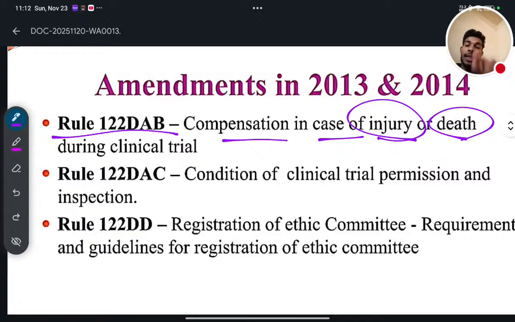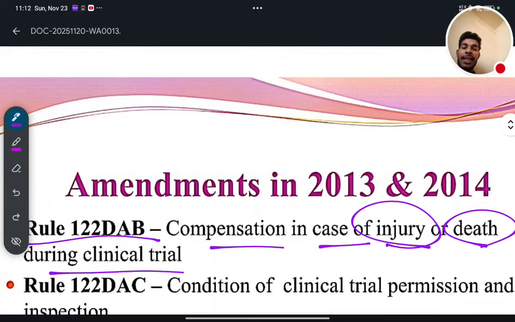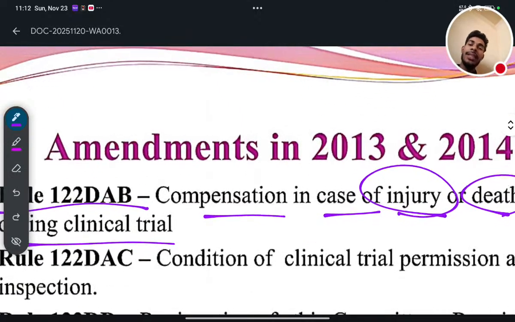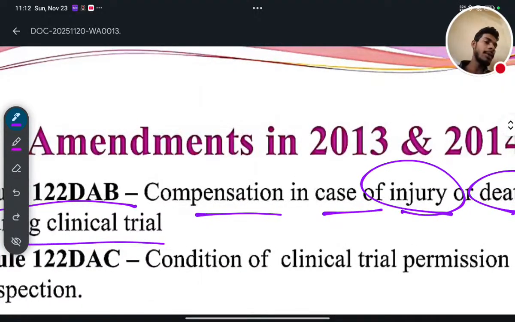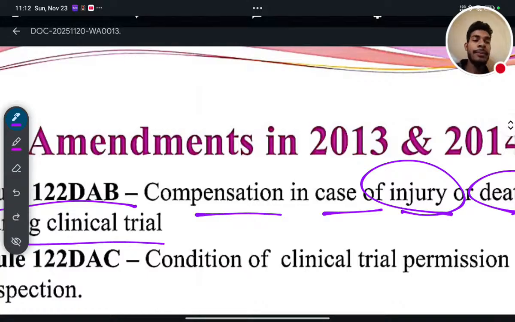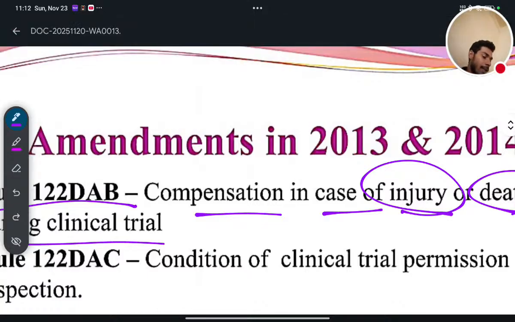So what happens during the clinical trials? During clinical trials you will do some tests. Clinical trials are done on human beings, yes or no? And they are also done on animals, mainly rodents such as rats, mice, monkeys, guinea pigs.